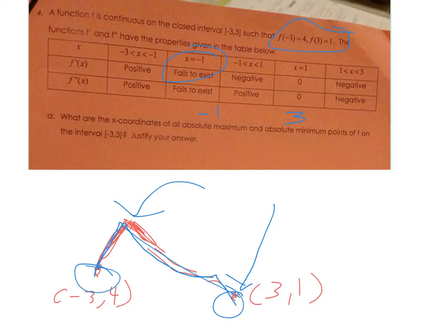The next thing I want to know is where the inflection point is. It's not asked right here, but it would be a good thing to know. Where is the inflection point? An inflection point happens when the second derivative equals 0 and the sign of the second derivative changes.